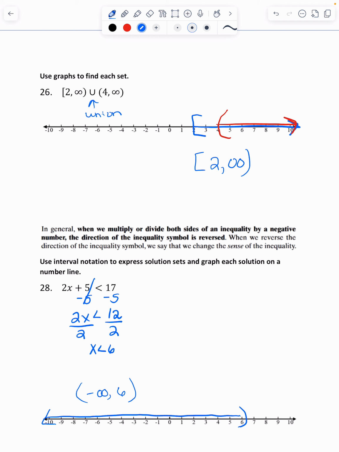So solving these inequalities, we're going to be the exact same way as solving equations, except for the condition that if I multiply or divide by a negative number, I have to reverse the sign of the inequality.